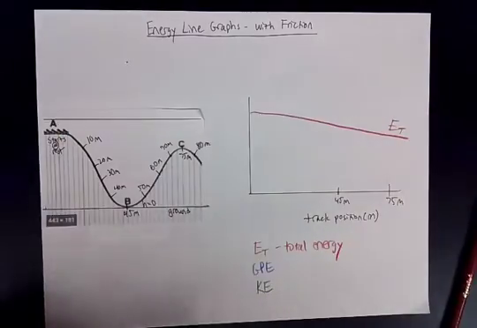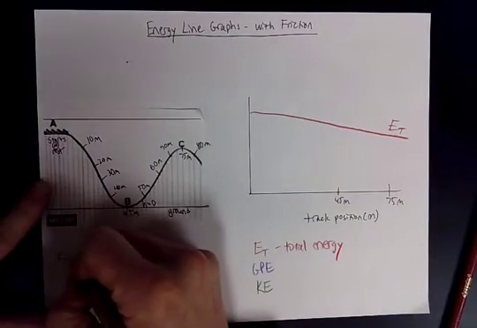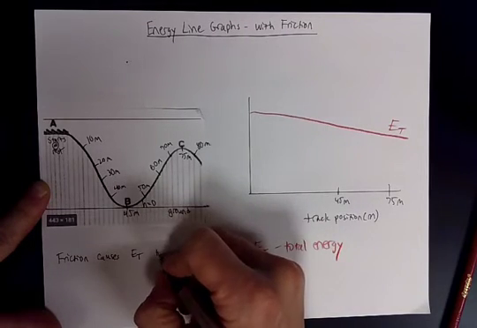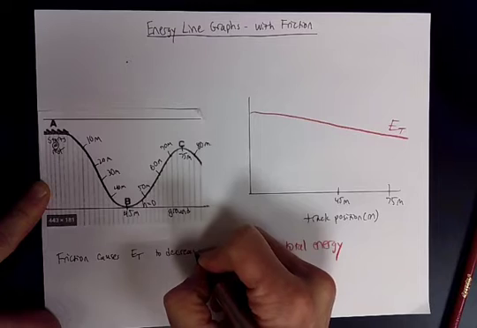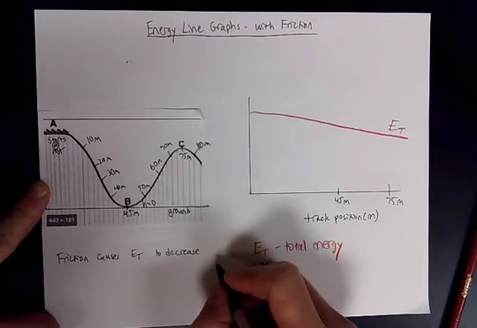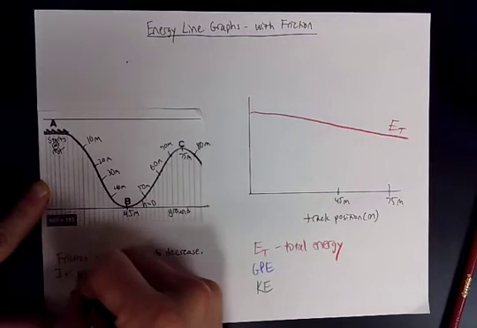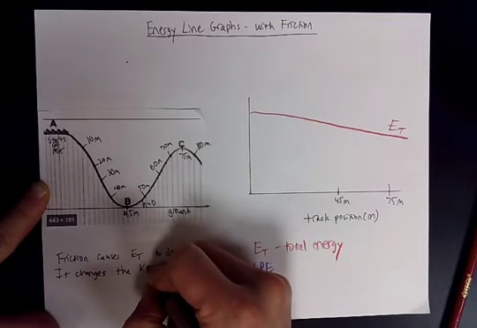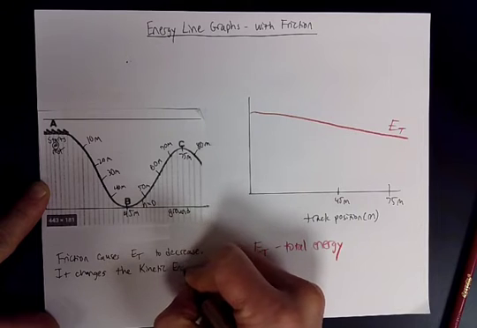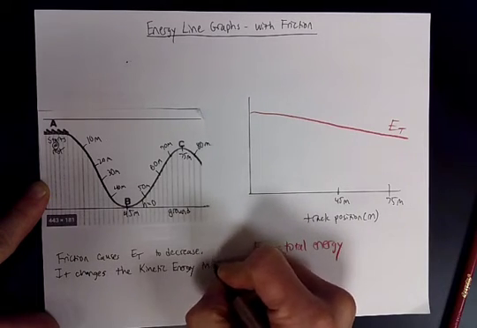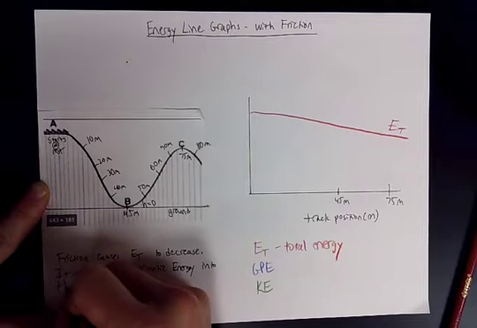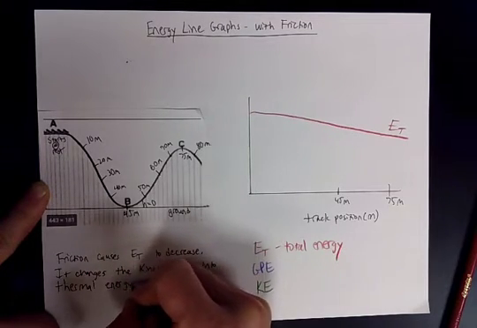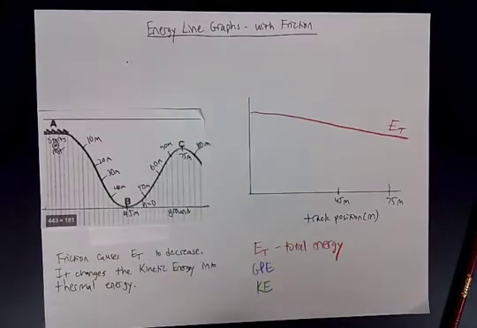Okay, so friction, let's write it down. Friction causes ET, the total energy, to decrease. It changes the kinetic energy into thermal or heat energy, just like when you rub your hands together.